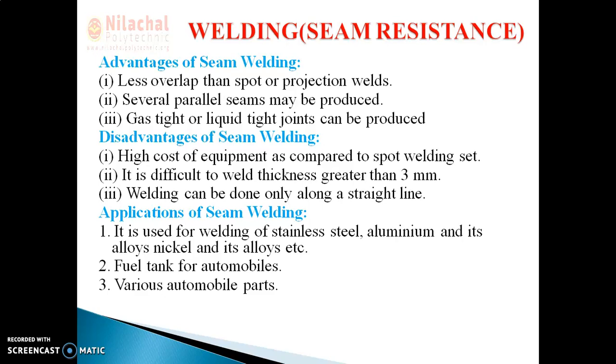Let us discuss the disadvantages of seam welding. In the case of seam welding, the equipment cost is high as compared to spot welding. Then it is difficult to weld thickness greater than 3 mm. Here it is written 3 mm, but nowadays we can use up to 10 mm. Thereafter, welding can be done only along a straight line. That is the big disadvantage. To produce continuous welding, because the electrodes are circular, a straight workpiece is more suitable in the case of seam welding.